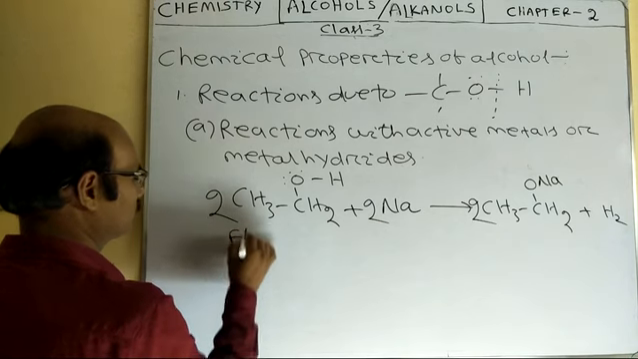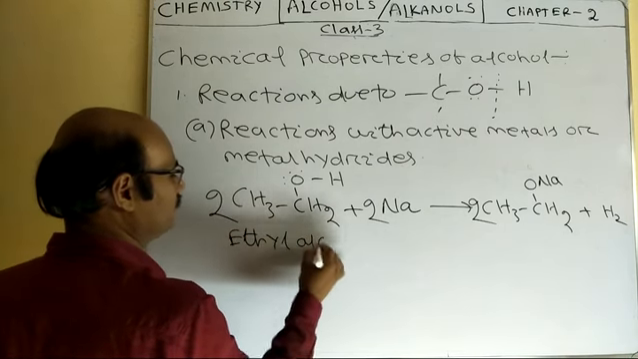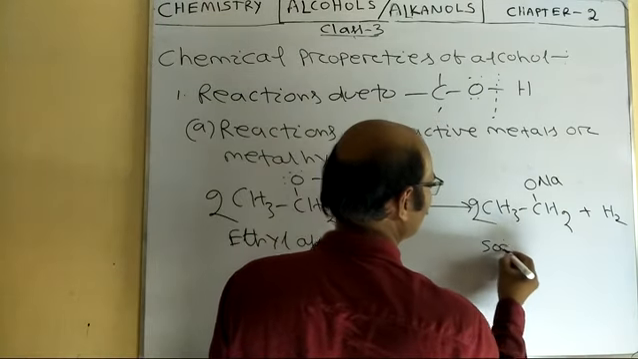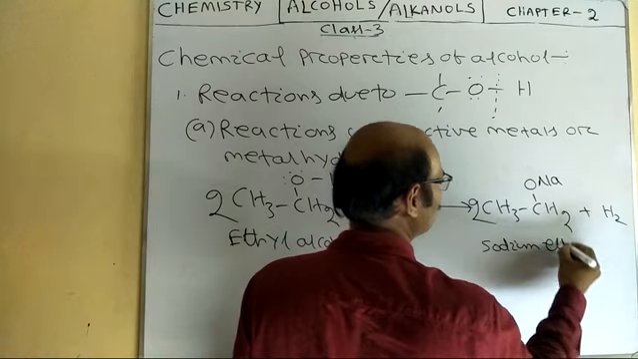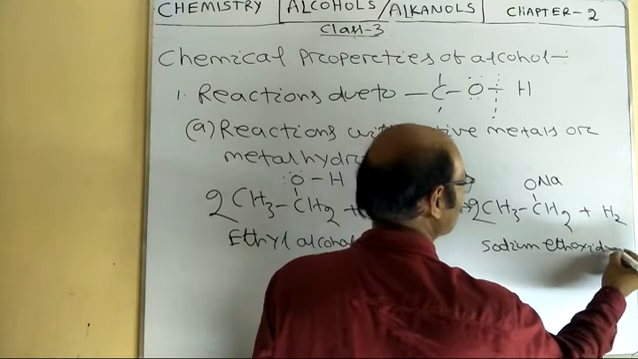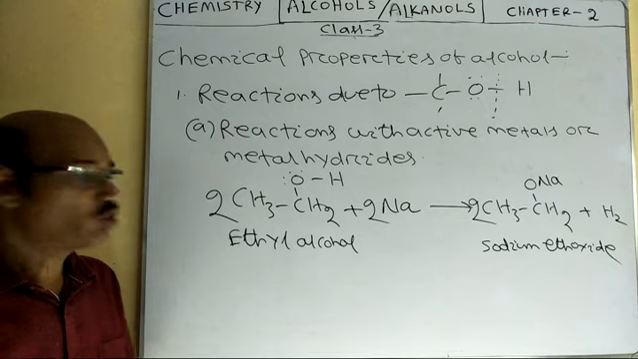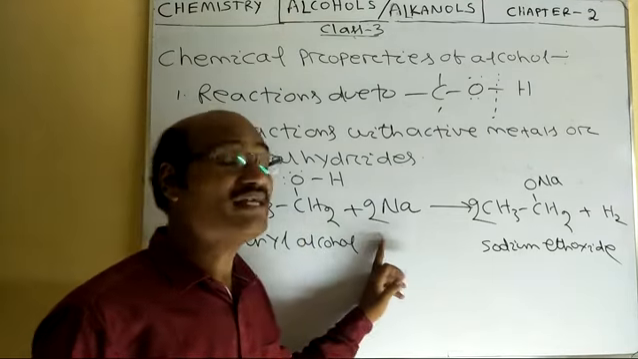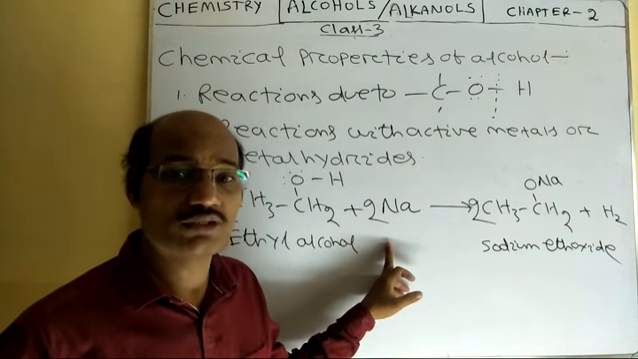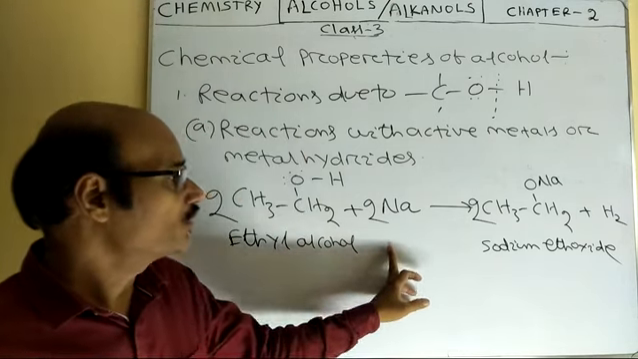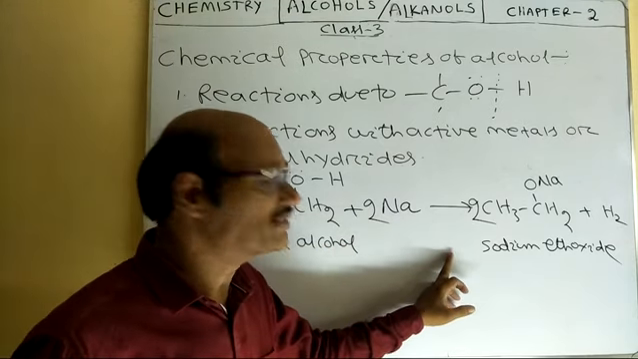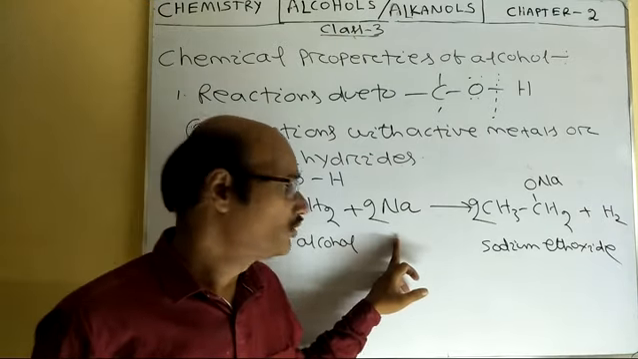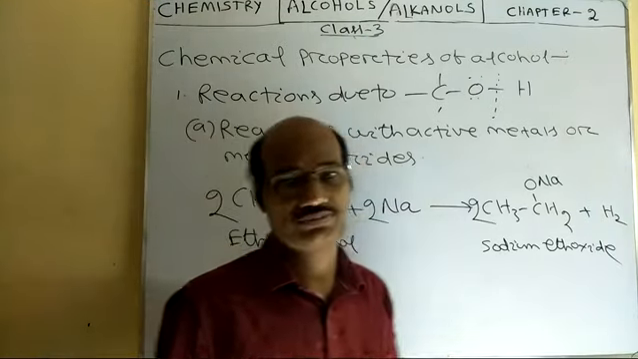Ethyl alcohol is called sodium ethoxide. So when ethyl alcohol reacts with active metals like sodium, potassium, magnesium, calcium, then the corresponding alkoxides are formed. If I take ethyl alcohol and react it with sodium metal, it gives sodium ethoxide.